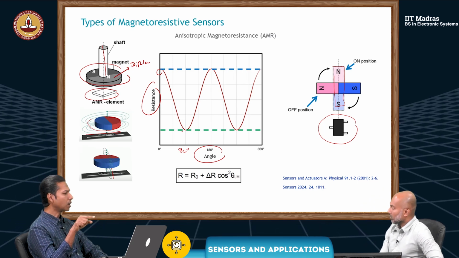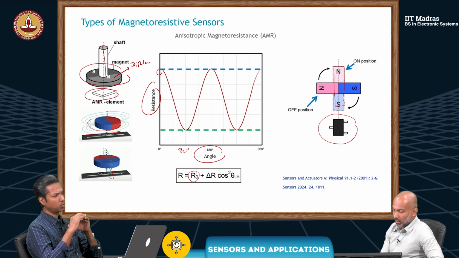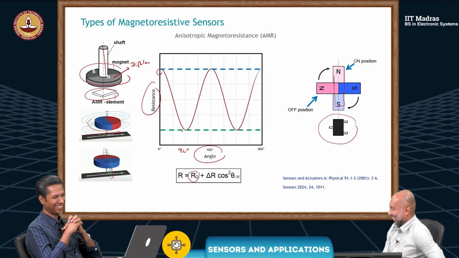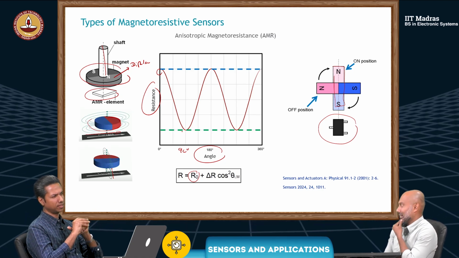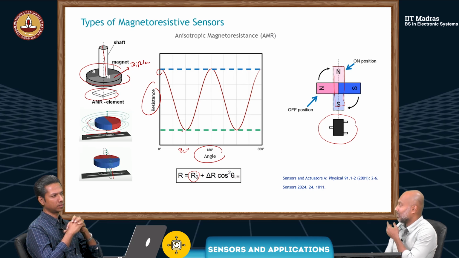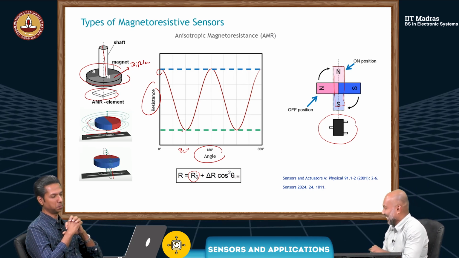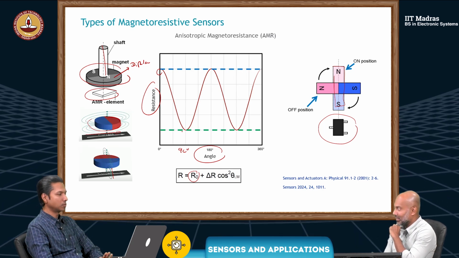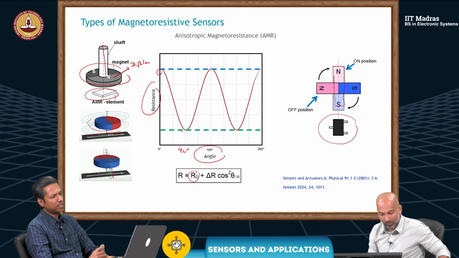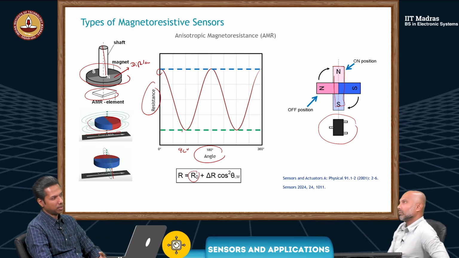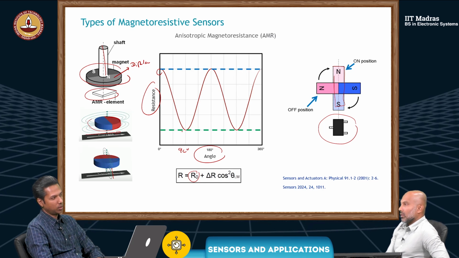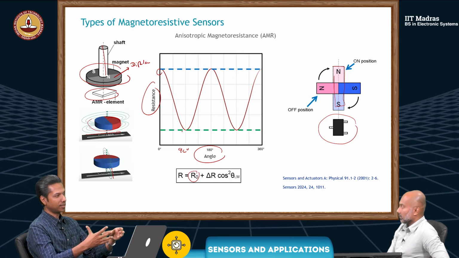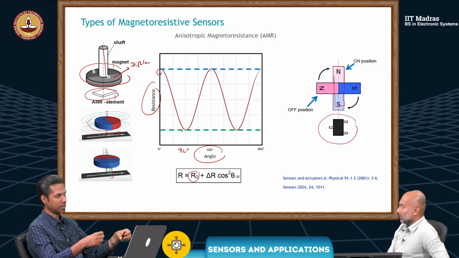You mentioned this R naught or R max, etc. What are the typical values? That's a difficult question. But is it large? I don't think it's large. I'm saying that based on my knowledge of GMR. But with AMR, I actually do not have typical values for that. But it is good to have large values so that the power loss will be less, because to measure the resistance, you have to give some current. Finally, you will need a circuit to measure the change in resistance.